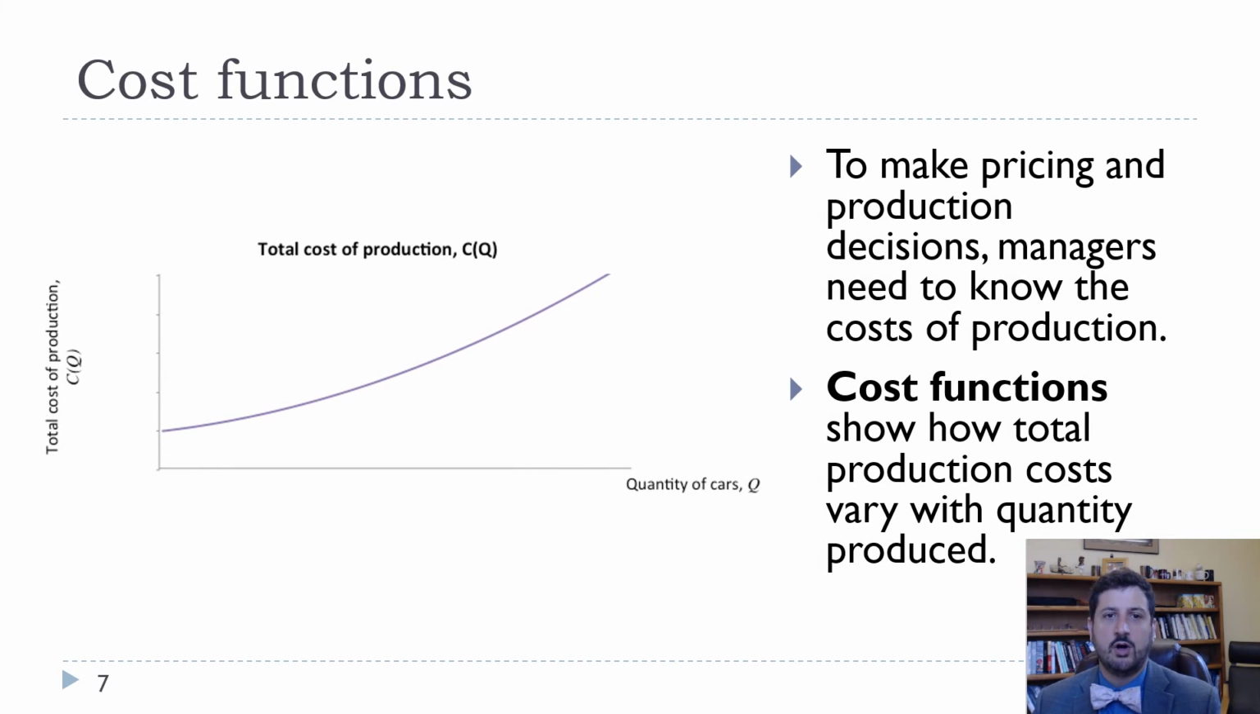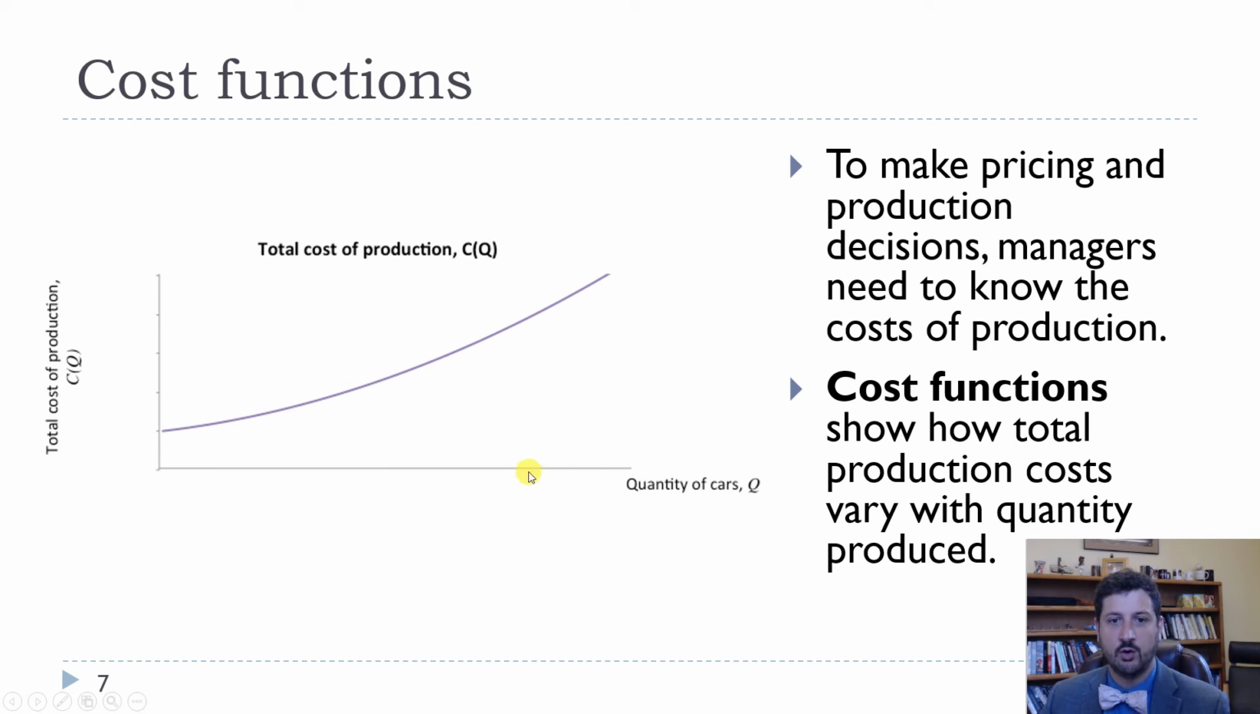In order to think about costs, we look at cost functions. A cost function is just something that says what the cost for a firm is in producing however much quantity they decide to produce. So here we have our total cost function.